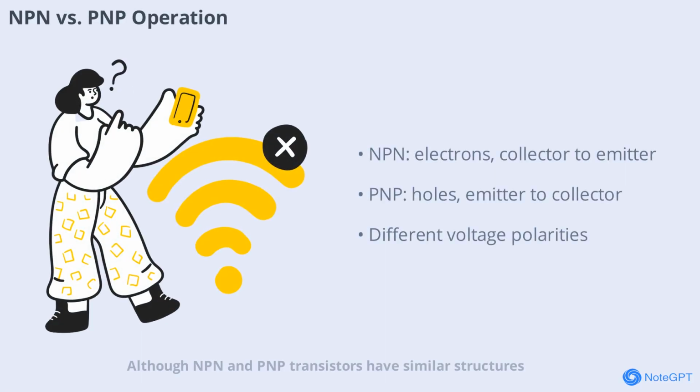Though NPN and PNP transistors have similar structures, their operation differs in terms of current direction and voltage polarity. In an NPN transistor, electrons are the majority carriers, and current flows from the collector to the emitter. In a PNP transistor, holes are the majority carriers, and current flows from the emitter to the collector. Understanding these differences is crucial when designing circuits, as it affects how you connect power supplies and signals.